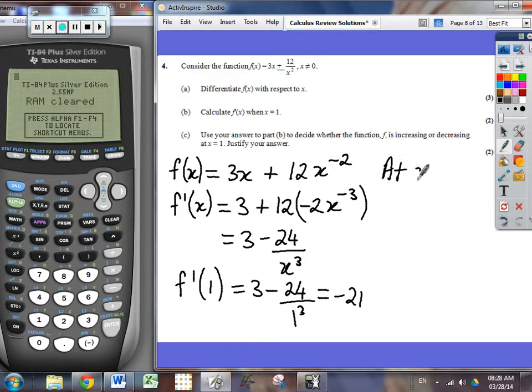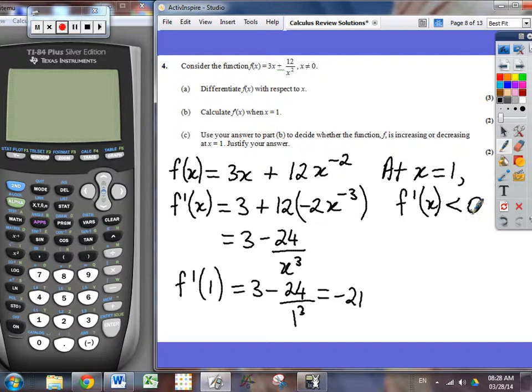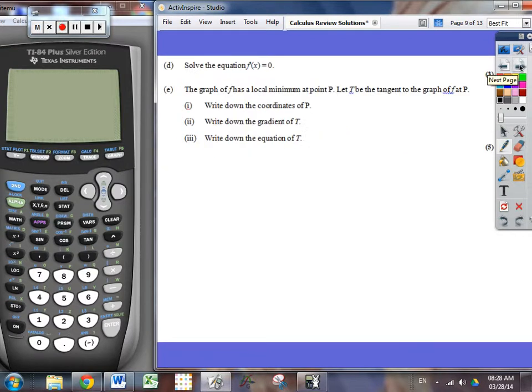So at x equals 1, we see that the derivative is less than 0. It's negative 21. And any time that your derivative is less than 0, that represents a negative gradient, a negative slope, and so therefore we are decreasing at x equals 1. And of course, if the derivative had been greater than 0, then we would have been increasing.